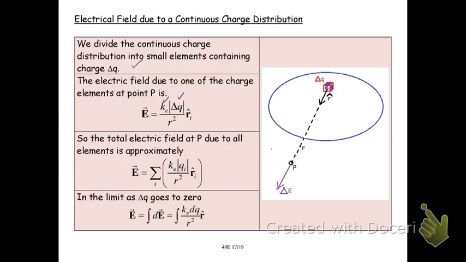So it's k_e delta Q over the separation between that little bit of charge and that point, so that's r squared. And then there's a vector effect, so I've got to put down my unit vector. My unit vector just says, oh yeah, by the way, it's in that direction. So the total electric field, we'll just do this a whole bunch of times, so it's the sum of this each time you do it. You just get a computer and add it up and you can do it.